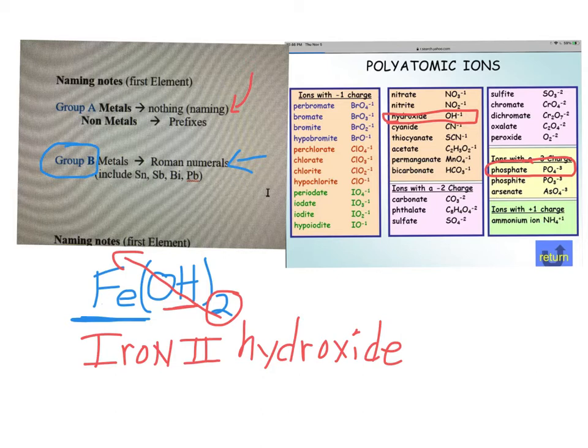Okay, now let's do another one. Let's say you have something like copper with sulfur. Now, let's erase this part.